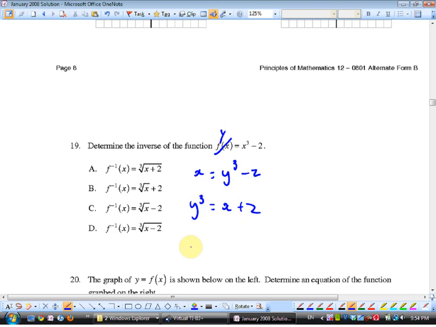How do I get rid of a cubed? Cube root. Do you have to plus or minus a cube root? No, only an even root, like a square root or a fourth root, etc., etc. The answer to 19 is A.